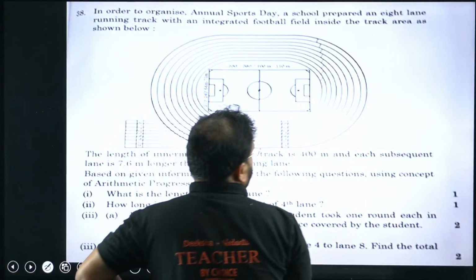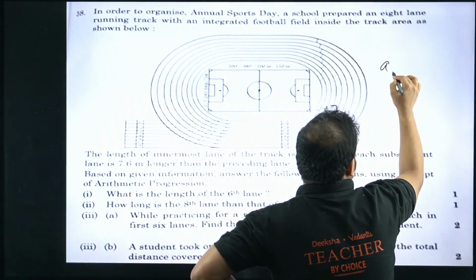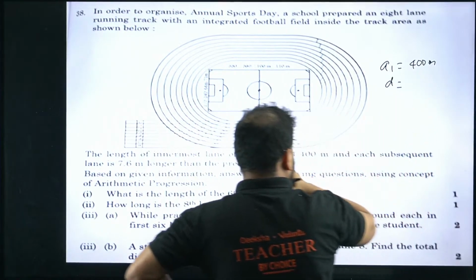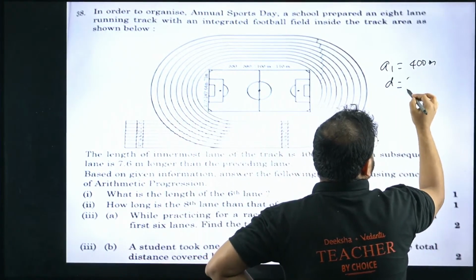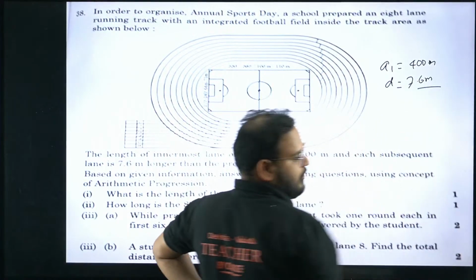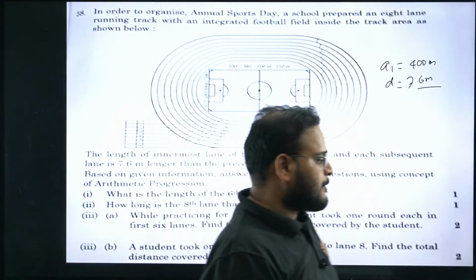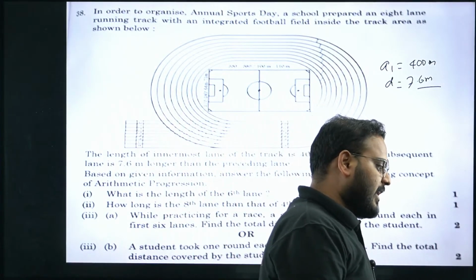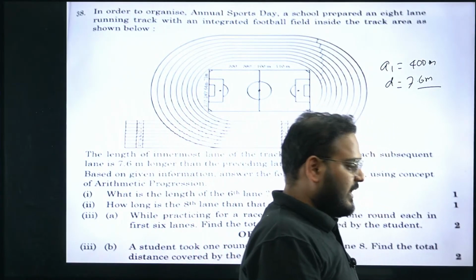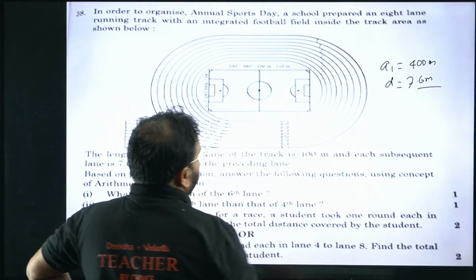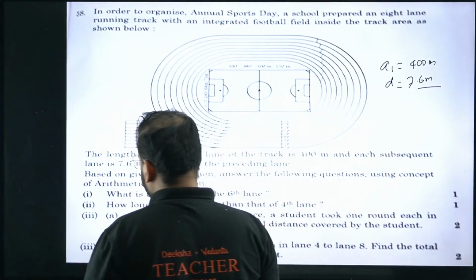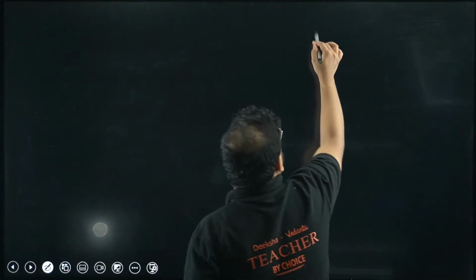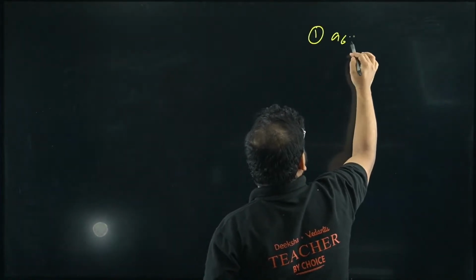Please check. Your A1 value is given as 400 meters and the common difference is given as 7.6 meters. What else is given? Based on the given information, answer the following questions. Using the concept of AP, what is the length of the 6th lane? So we are asking A6. Part 1 asks for A6.